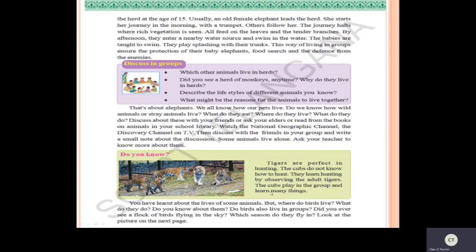Okay, children, in the next class we will see about birds, how the birds live. Today, let us complete this topic. Tomorrow we'll discuss birds. Try to read the textbook and underline the hard words, children.